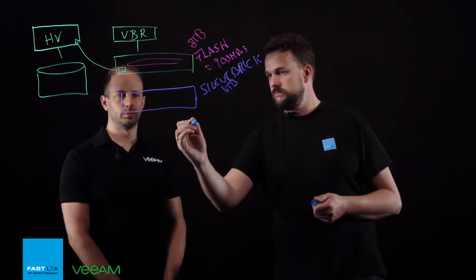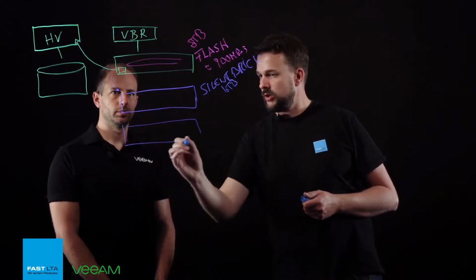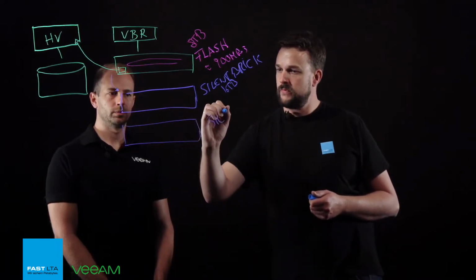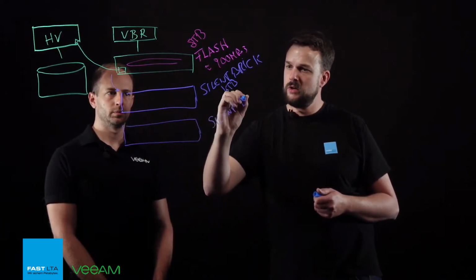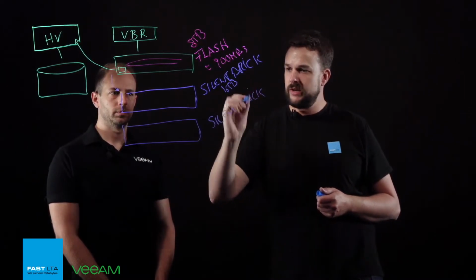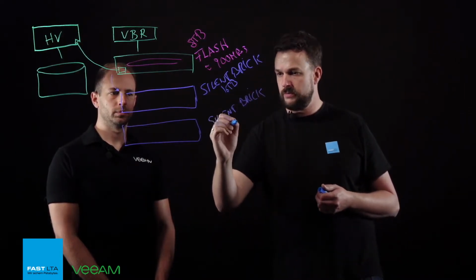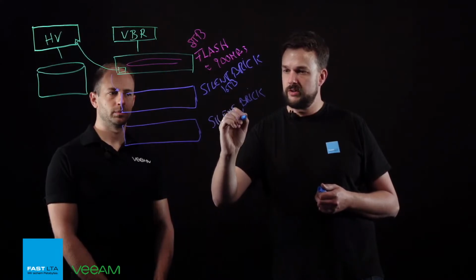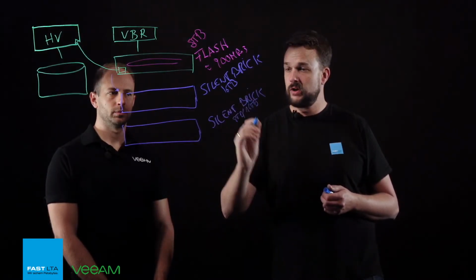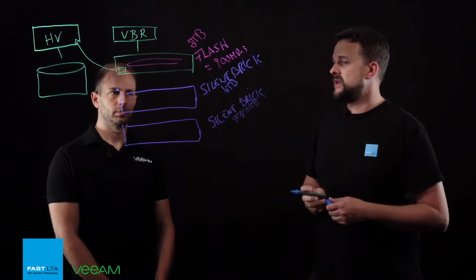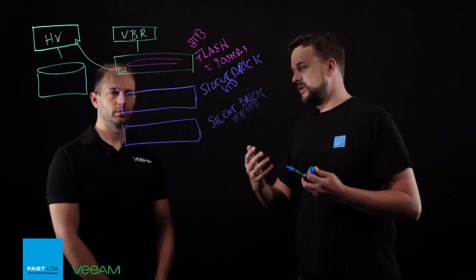Just take another brick. We can actually take the same brick. Again, silent brick. Depending on the size of the full backup, it can even be smaller. So for example, 8 terabyte, or you take the bigger one, 16 terabyte. You can also add multiple in this area. So how does it work for air gapping?